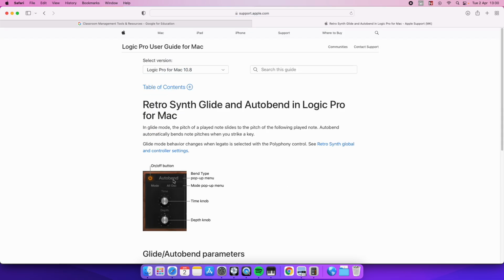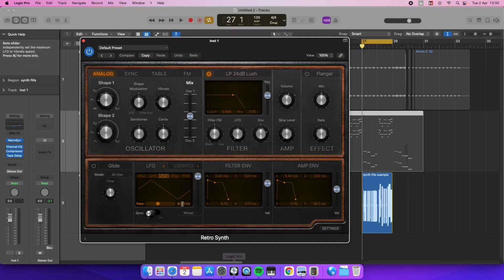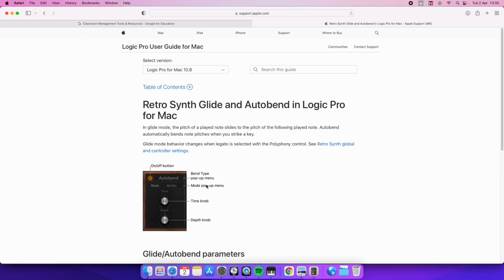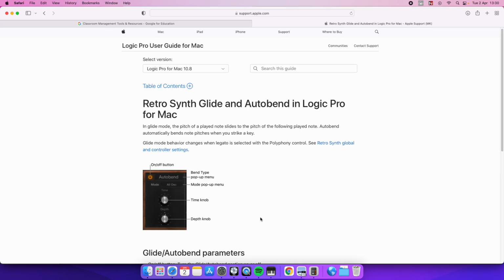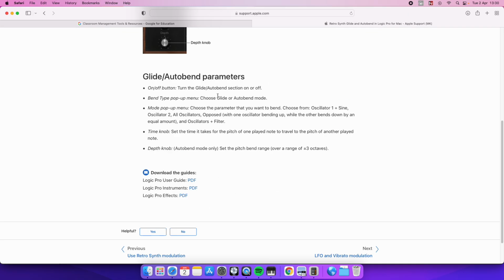Time, depth, auto bend. So yes, it is down there. I suppose that's the guy. Glide, auto bend, pitch bend range, mode. Time, depth, semitone, maybe it's that. Time knob, depth knob, bend type, on off button, bend type, mode.